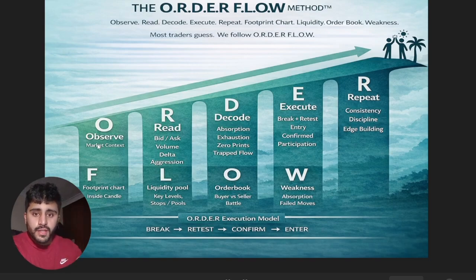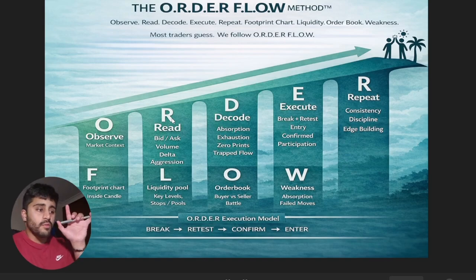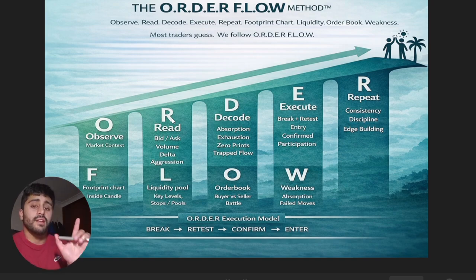So we have context, structure, premium, discount. We have all these different things. After that, we want to read what the market's actually doing. Now, reading what the market's doing isn't staring at candles, or even worse, indicators, Heikin-Ashis, Elliott waves, any of these things. Reading the market comes down to two things, and that is the bid and the ask. The left number and the right number.